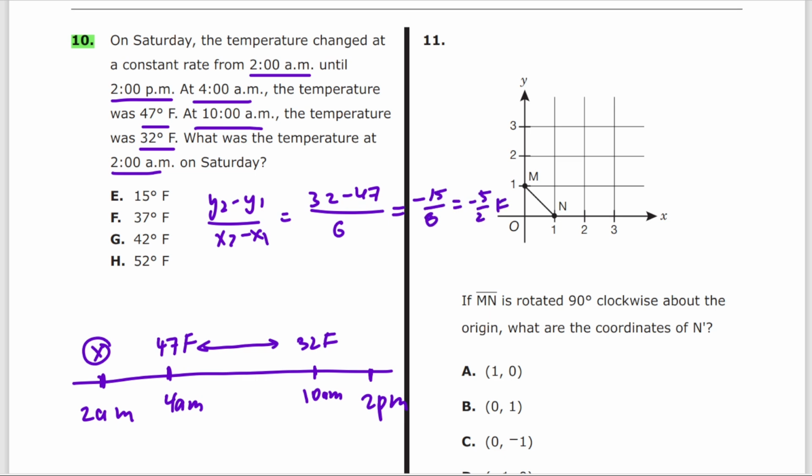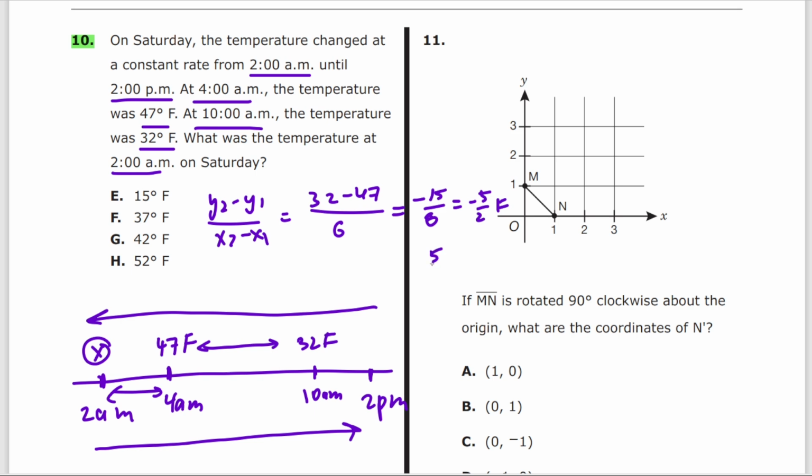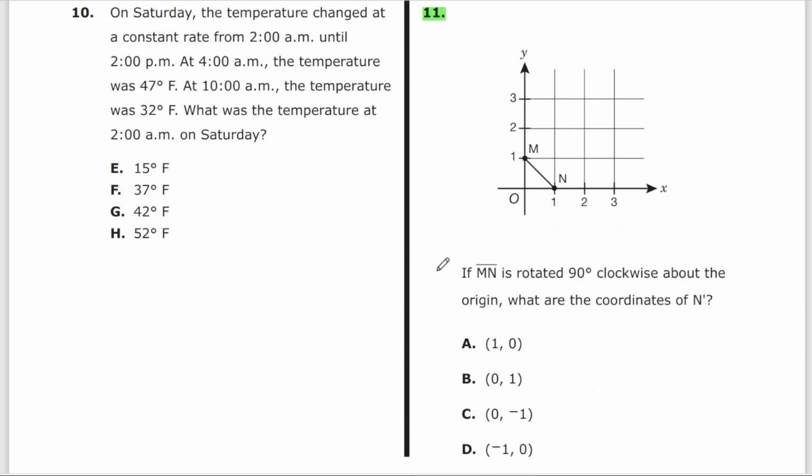So every hour, the temperature, if you go this way, drops by 5 over 2 Fahrenheit because it's negative. So conversely, when we go this way, it's increasing by 5 over 2. Now we got 2 hours in between. So over the course of 2 hours, it increased by 5 over 2 times 2, which is by 5 Fahrenheit. That was an increase. So if it was 47 here, we add 5, we get to 52 Fahrenheit, from which then it dropped down to 47 Fahrenheit. The answer is 8.